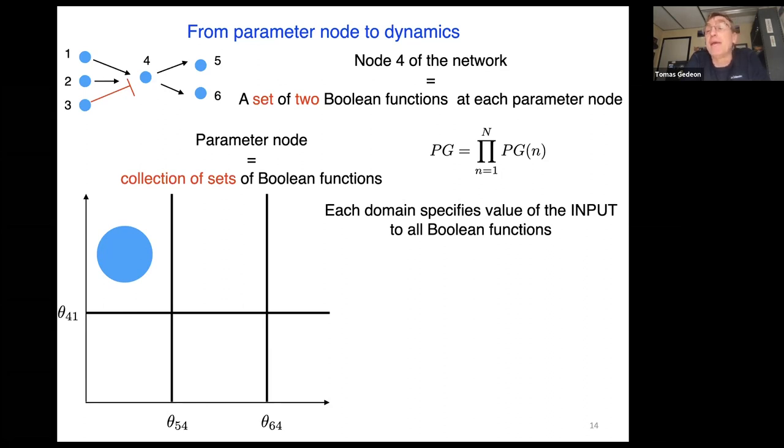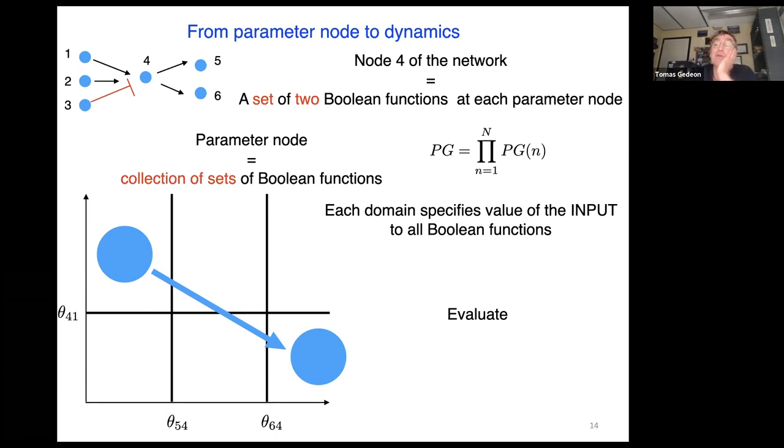If you are in that domain, then the inputs to all the monotone Boolean functions are specified. So I'm sitting in one parameter node, which is a collection of Boolean functions. If I'm in one of these domains, I know exactly what the input strings are, L's and U's, depending on where the state is with respect to the thresholds. So I can just evaluate those monotone Boolean functions and get a different domain. Generically, that evaluation is going to end up in another domain. This is your synchronous update of Boolean functions.